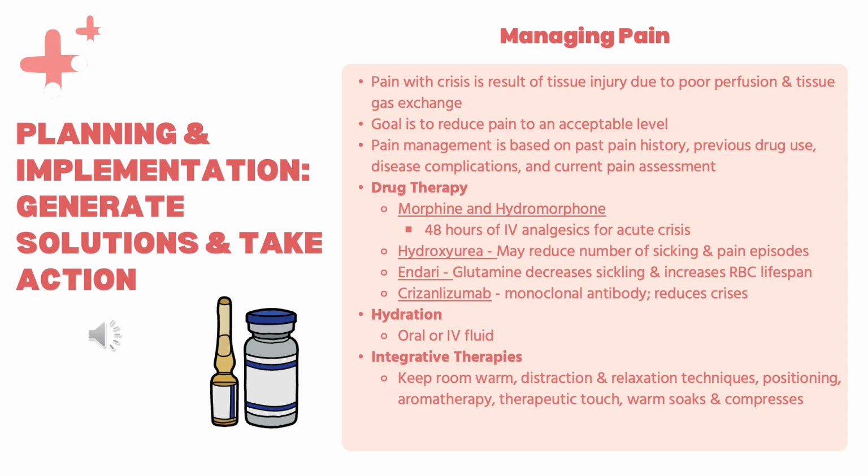So as we discussed on the previous slide, managing pain is one of the most critical aspects of care for patients with sickle cell disease, especially during a crisis. So pain results from tissue injury that's caused by poor perfusion and inadequate gas exchange, and it can be severe enough to require hospitalization. So the goal of pain management is to reduce pain to an acceptable level to the patient, allowing them to participate in self-care and daily activities.